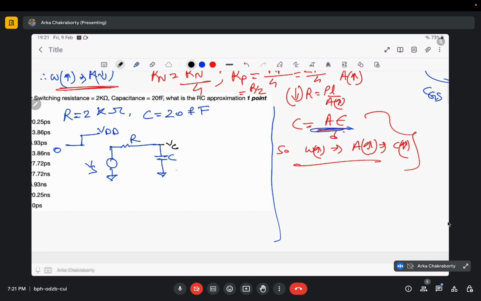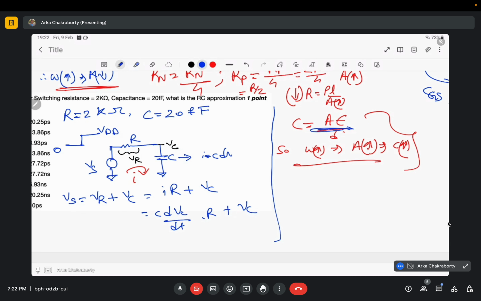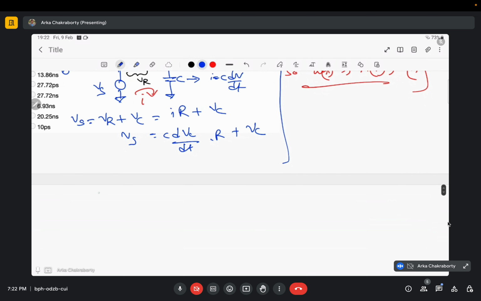Let me call this Vc, and this Vr. Let me call this current I. It's clear that Vs equals Vr plus Vc. Vr is I into R, plus Vc. I is equal to C dVc/dt, into R, plus Vc. Why? Because for a capacitance, I equals C dV/dt. So Vs equals this. Rearranging it, I get dVc/(Vs minus Vc) equals dt/RC.